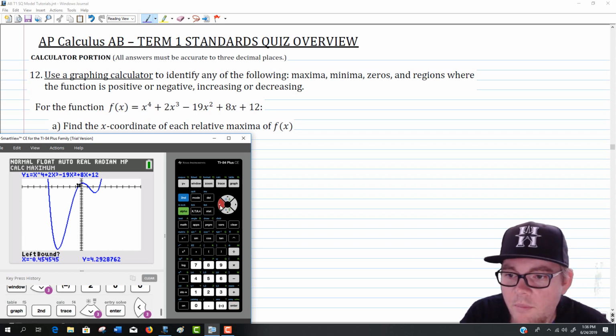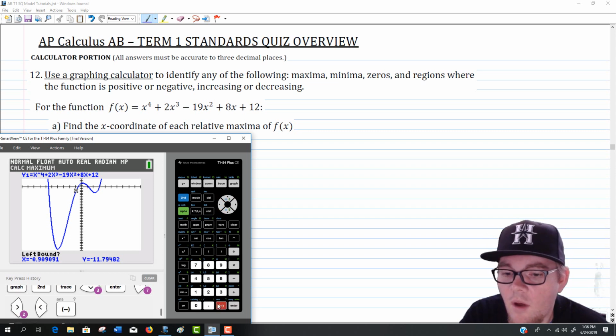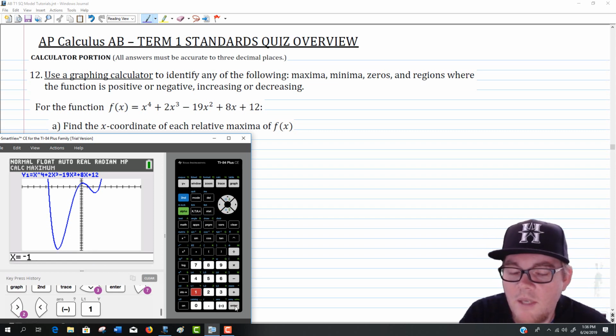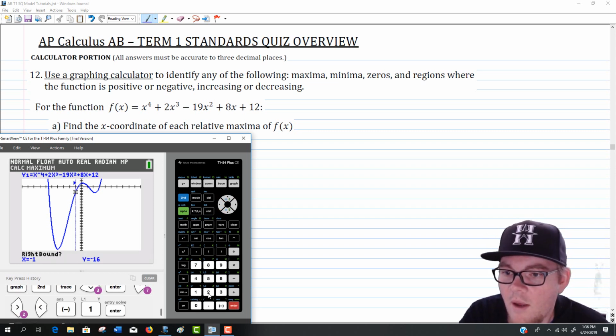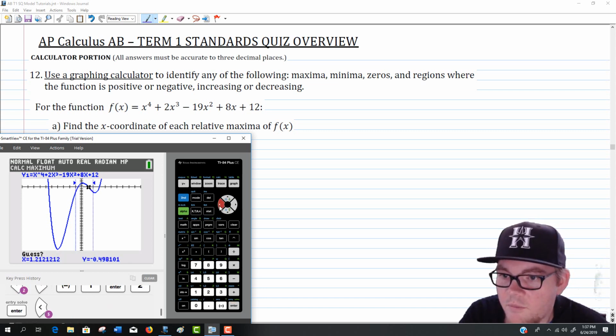Now normally you were probably originally taught that you can just move these little arrows side to side. Truthfully, if you want to, you can actually just type in x values and do it that way. So I'm going to say that I want our left boundary to be negative 1, and I want our right boundary to be 2. Then it's going to ask me to guess. At this point, I'll just throw it in there. Looks like my maximum is somewhere up there.